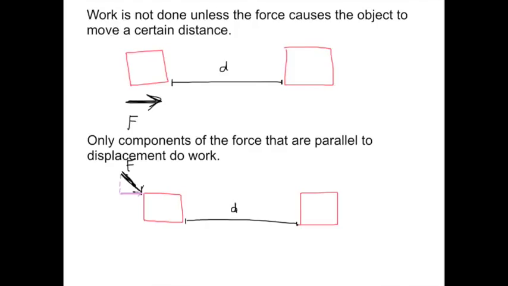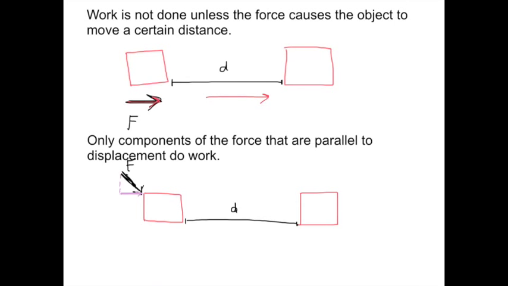So work is not done on an object unless the force causes the object to move a certain distance. That's because work also involves the displacement of an object. So for instance, in this situation, we have both a force acting on an object and an overall distance that it travels. Therefore, work is done.